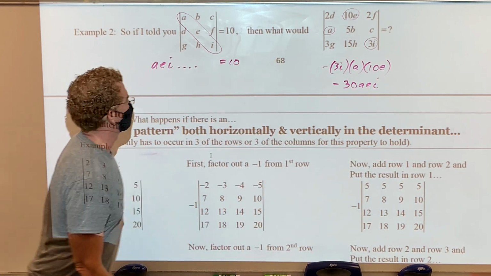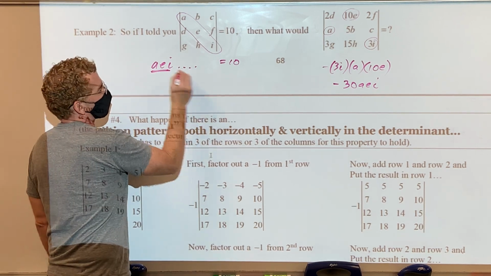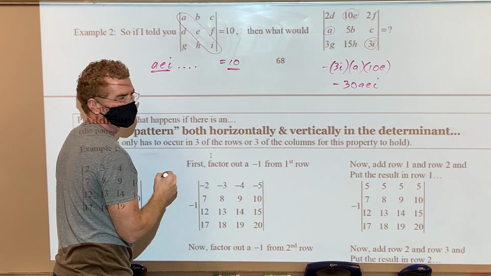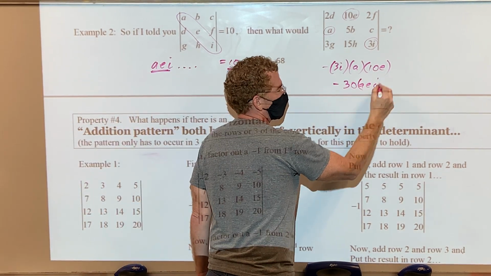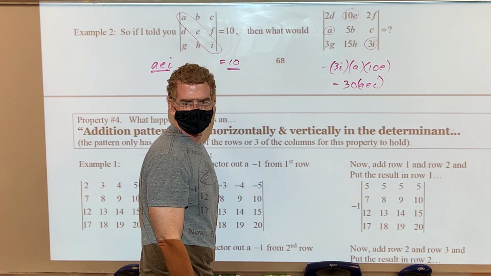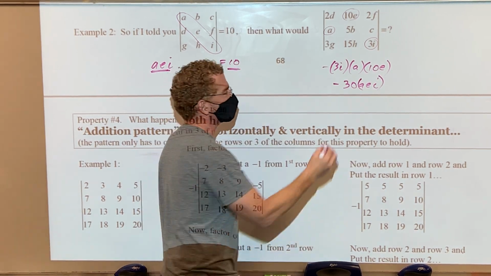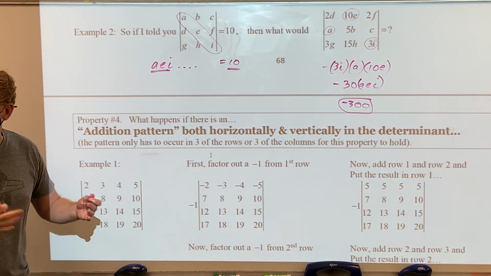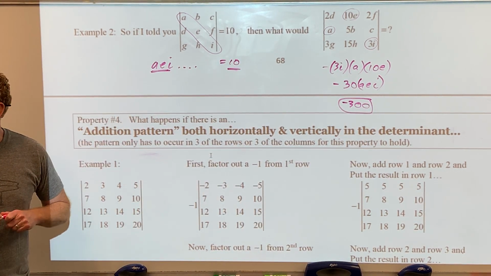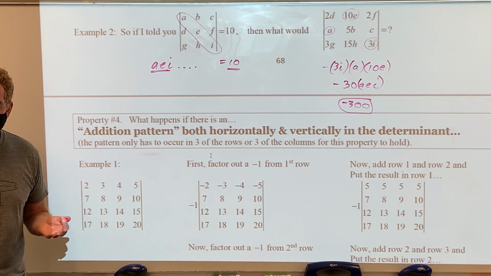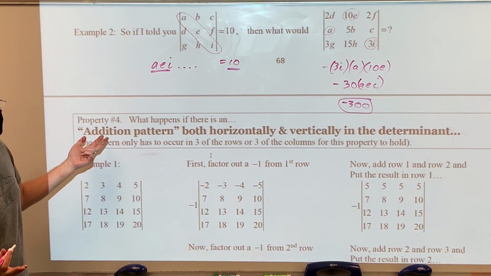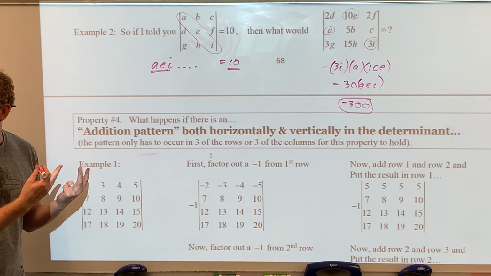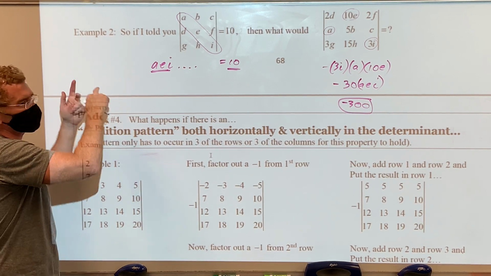So I have a question for you. If AEI is 10, then what's negative 30 AEI? Oh, negative 300. That sounds familiar. That's what I got thinking through it the hard way. Are y'all seeing that? Now I kind of cheated a little bit, but does that make sense? Yeah. I didn't have to think about the switches and all that junk.